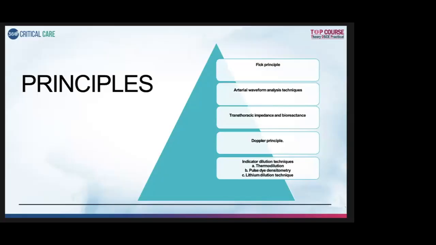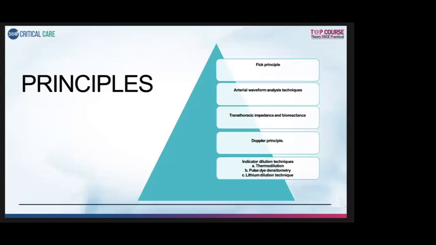Number one, based on the principles by which the devices function. And number two, based on invasiveness. The first one is the Fick principle, which is defined as the total uptake of a substance by the peripheral tissue is equal to the product of the blood flow to the peripheral tissues and the arterial-venous concentration difference of the substance. So this Fick principle forms the foundation of all the cardiac output monitoring devices, where this Fick principle is modified as the Stewart-Hamilton equation, area under the curve dilution techniques.